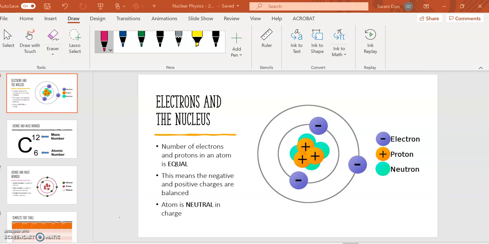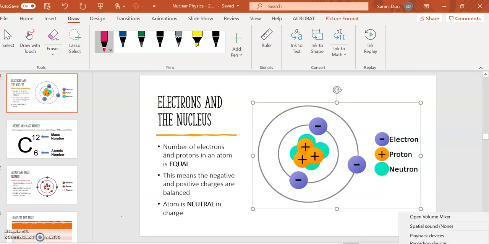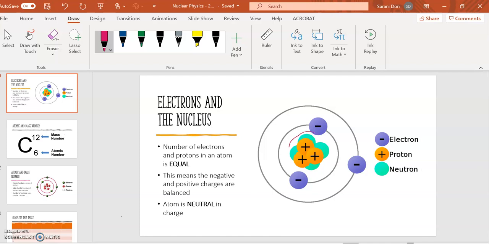Okay, so we know that in the nucleus of an element, that's where you find protons and neutrons, and in the shells is where you find the electrons. What you need to remember is that the protons and neutrons have a mass. They're actually heavy, so that's why they contribute to the mass number of an element. The protons and neutrons in a nucleus will tell you the mass of an element.